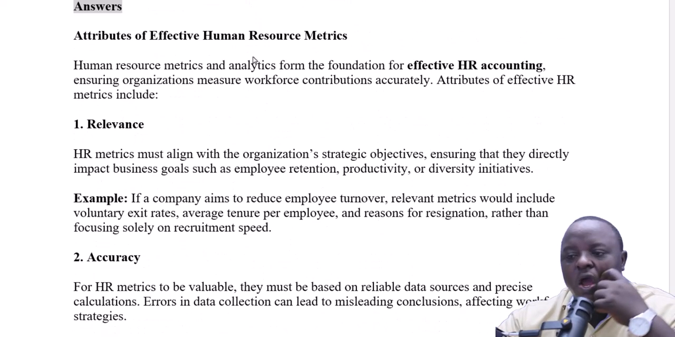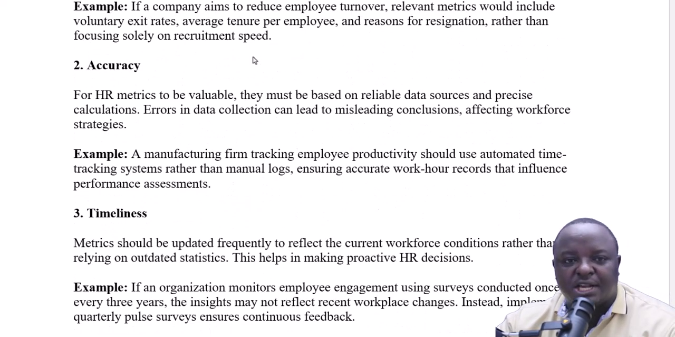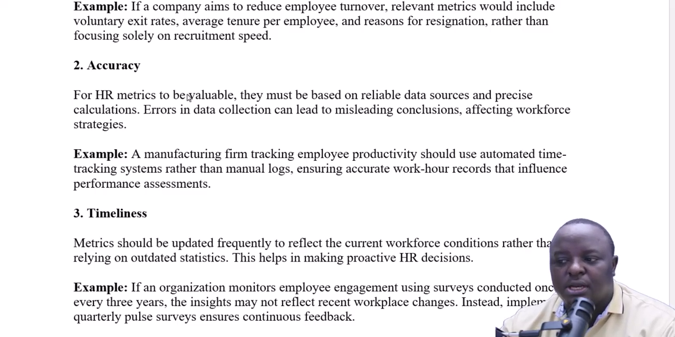The second attribute is accuracy. For HR metrics to be valuable, they must be based on reliable data sources and precise calculations. Errors in data collection can lead to misleading conclusions affecting workforce strategies. For example, a manufacturing firm tracking productivity should use an automated time tracking system rather than manual logs. This helps to ensure accurate work hour records that influence performance assessments.